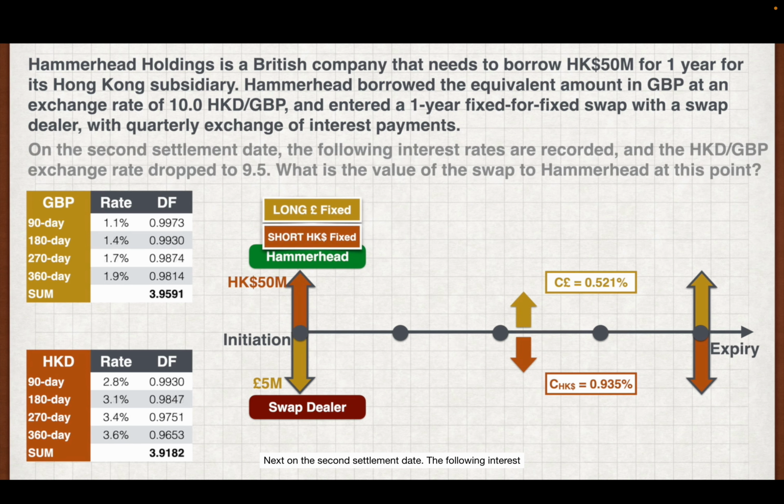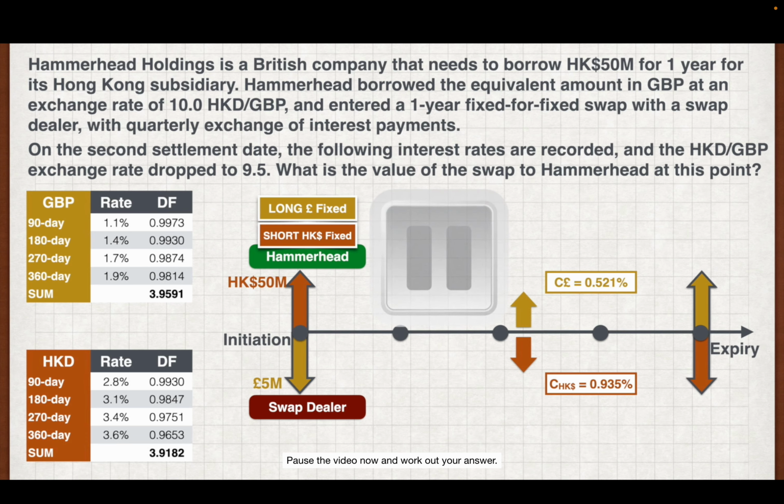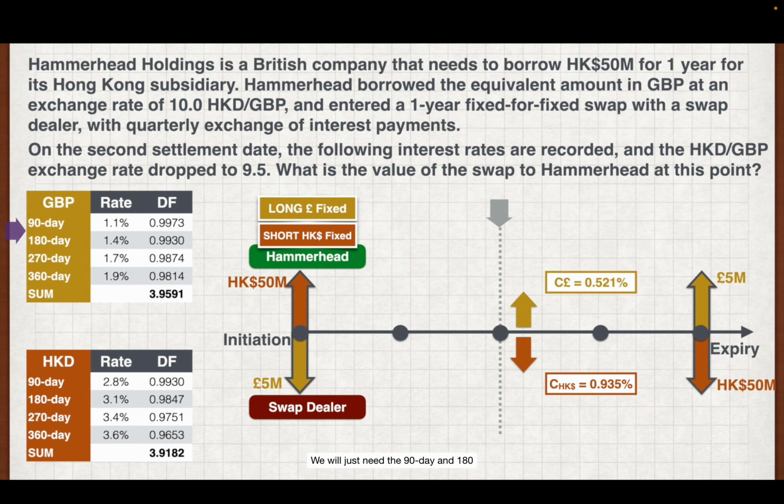Next, on the second settlement date, the following interest rates are recorded, and the HKD per GBP exchange rate dropped to 9.5. What is the value of the swap to Hammerhead at this point? Pause the video now and work out your answer. And we're back. We're at this point now, and there are just 2 settlements left. We will just need the 90-day and 180-day rates. Do not use the sum of DF here, which are meant to mislead you.